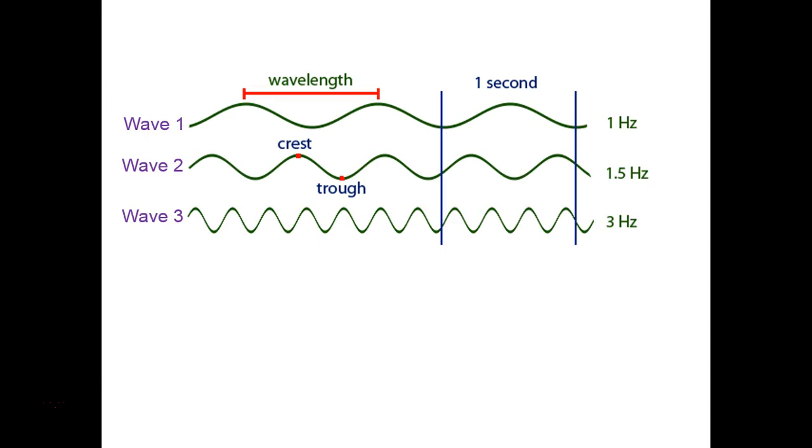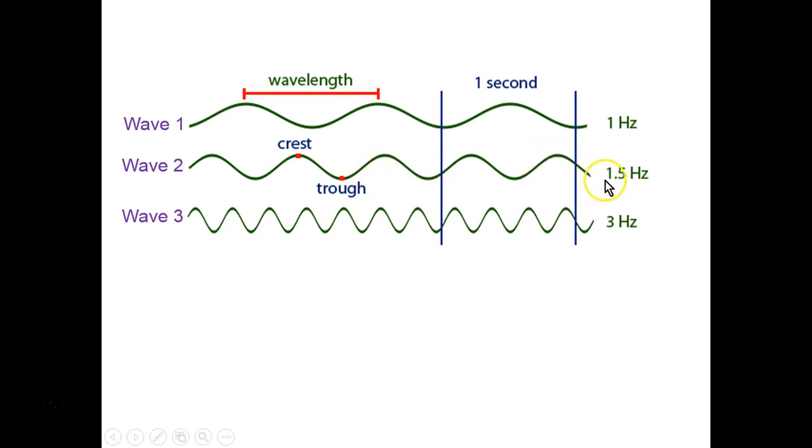Okay, so let's compare that. I have 3 waves here that all have different frequencies. Here we have wave 1. It has a frequency of 1 hertz. A hertz is just per second, so that means 1 wave per second.